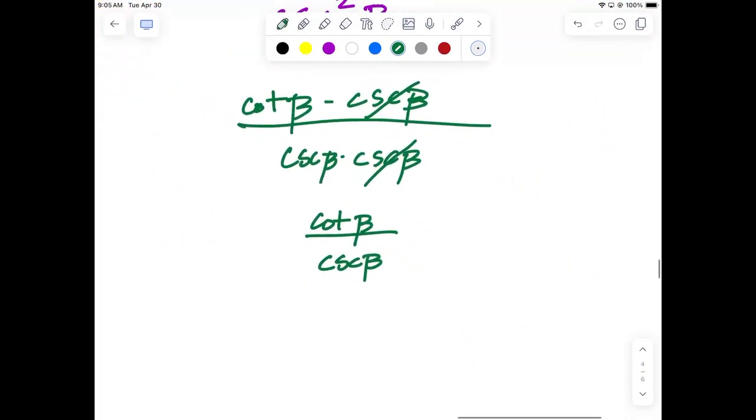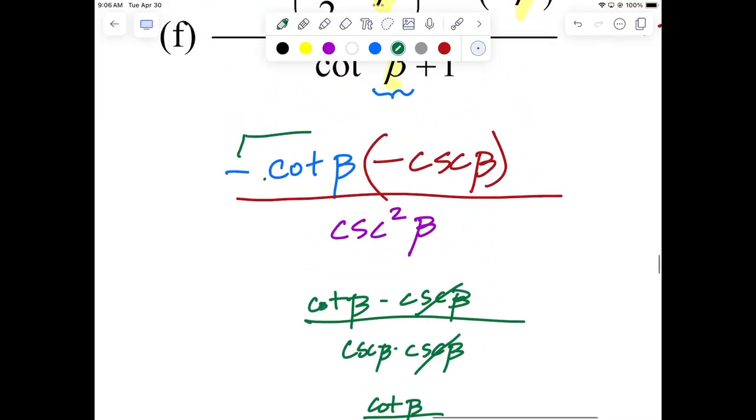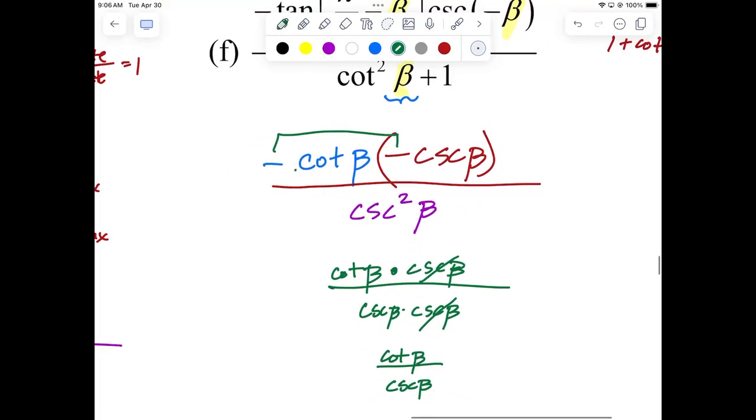So, is this one of the ratio identities that we learned? We learned sine over cosine is tangent, and we learned cosine over sine is cotangent. We never learned one with cotangent and cosecant, did we? Nope, because there's two negatives. We multiplied negative times negative, and we got a positive. That's why it's important to realize that that second term was multiplied, not added.